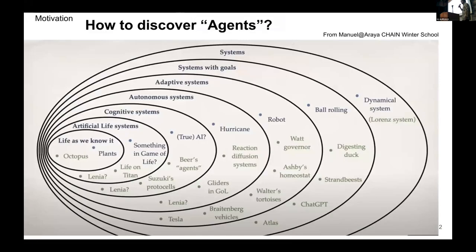Firstly, I will explain the motivation: how to discover the agent in the whole system. This is the overview of the system. The most basic class is a dynamical system, which is a time evolution. The second one is the system with goals. For example, a ball following gravity: the ball is falling. This is a system with a goal.